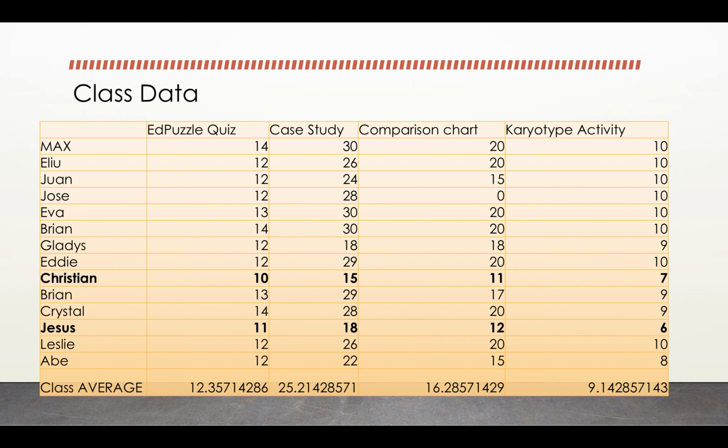Let's say we are about halfway through the class, and this is the current data on the course. I would analyze the data to make adjustments for all students and also make sure to adjust for specific students. I bolded Christian and Jesus because they both scored decently below the class average.